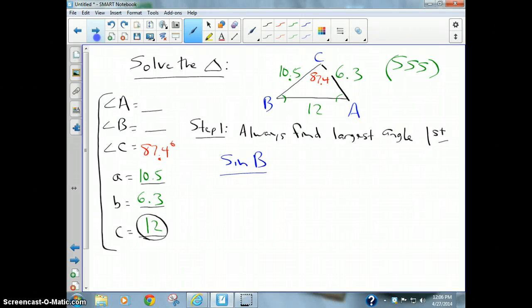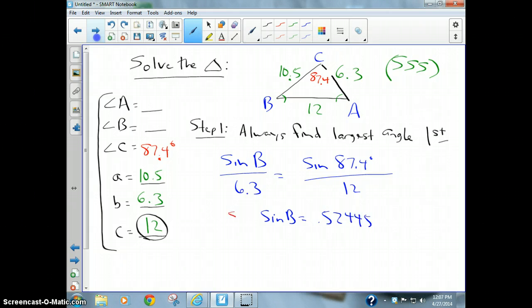So let's say we're going to find angle B. Then we'll go sine of angle B over 6.3 is equal to the sine of 87.4 degrees over 12, because that's side C. Now, if you do your cross multiplication, 6.3 times sine of 87.4, and then divide by 12, you find that the sine of angle B is equal to 0.52445. Now I do sine inverse to both sides, and I get that angle B comes out to be about 31.6 degrees.